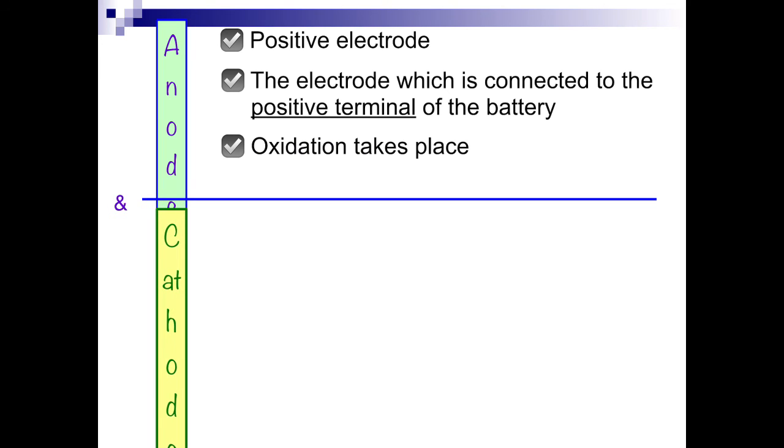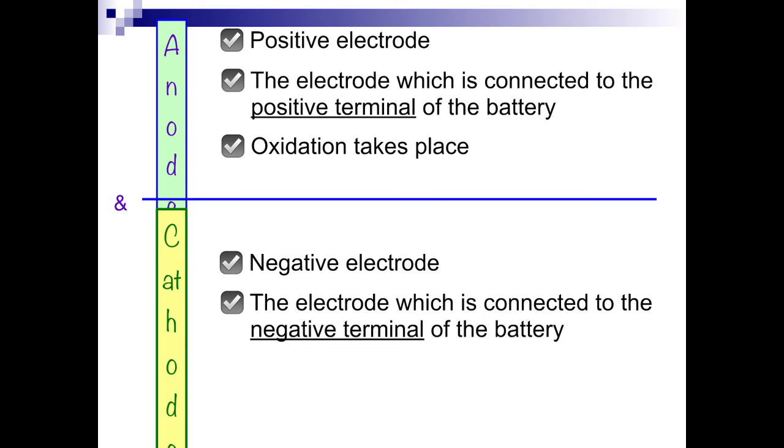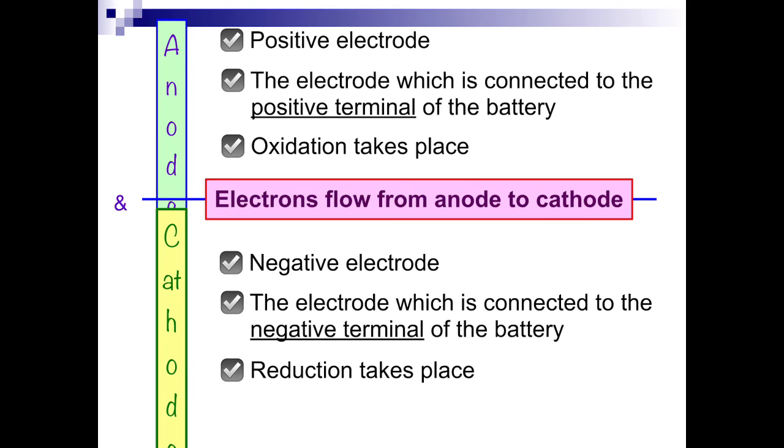While the cathode is a negative electrode. It is the electrode which is connected to the negative terminal of the battery. At cathode, reduction takes place. And as in a galvanic cell, the electrons in the electrolytic cell also flow from anode to cathode.